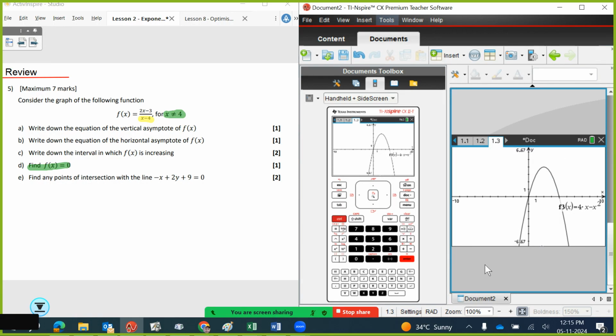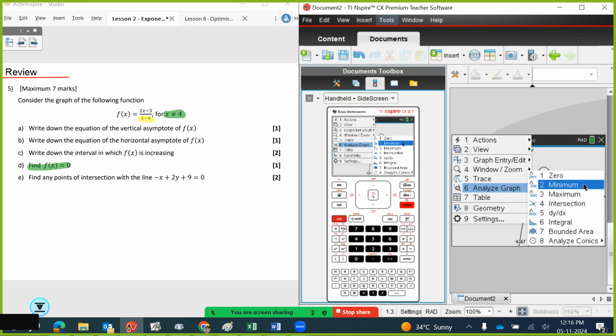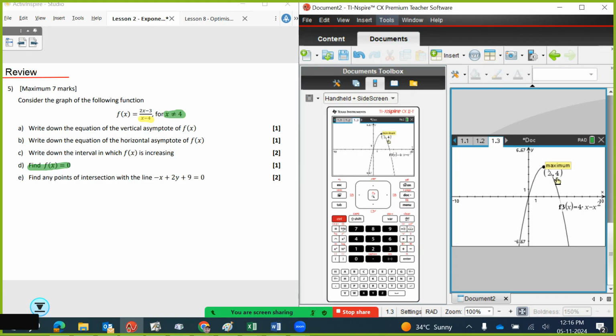So obviously this graph is increasing from negative infinity until the turning point. And I would have to analyze the graph for this one, find the maximum. This graph is increasing from negative infinity up to 2. So from negative infinity to 2 exclusive.